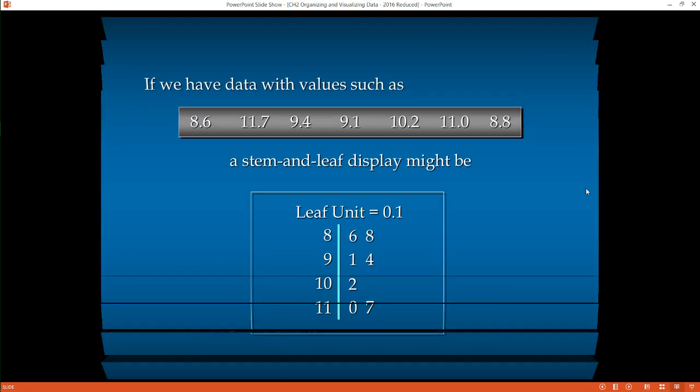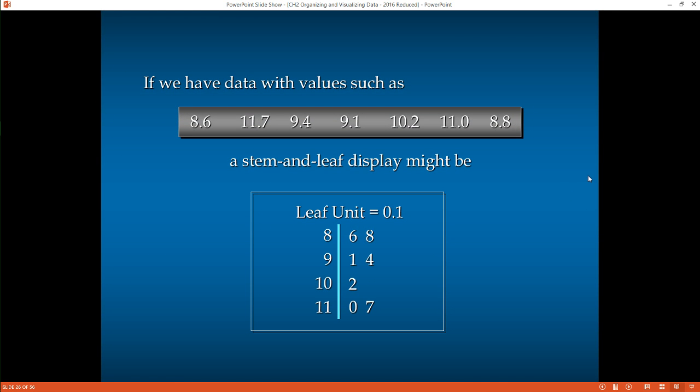Okay. So some other points about the stem and leaf display. If we have decimal data like this, how do we do that? Well, this is just one example. We could use the units digit as the stem, and here I defined the leaf unit as a tenth. So that means you read this as 8.6, 8.8, 9.1, etc. And the max is 11.7.